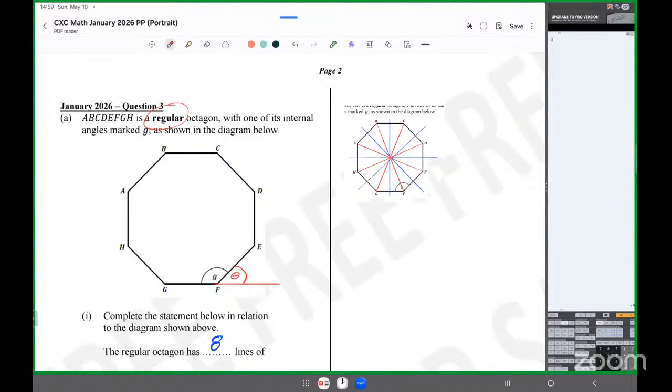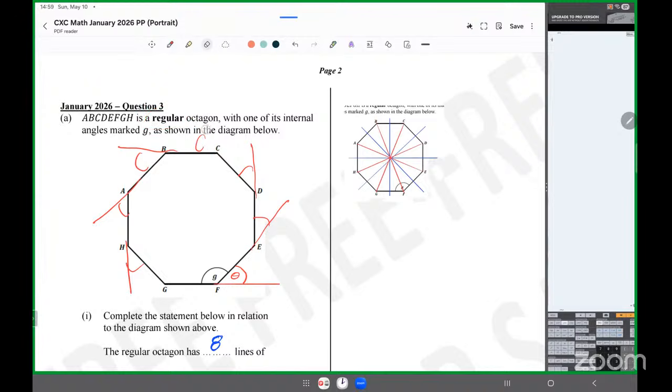If it has 8 sides, it has 8 exterior angles and 8 interior angles. You have 1 more right there, and 1 more right there, and so on. 8 of them. Those are the 8.